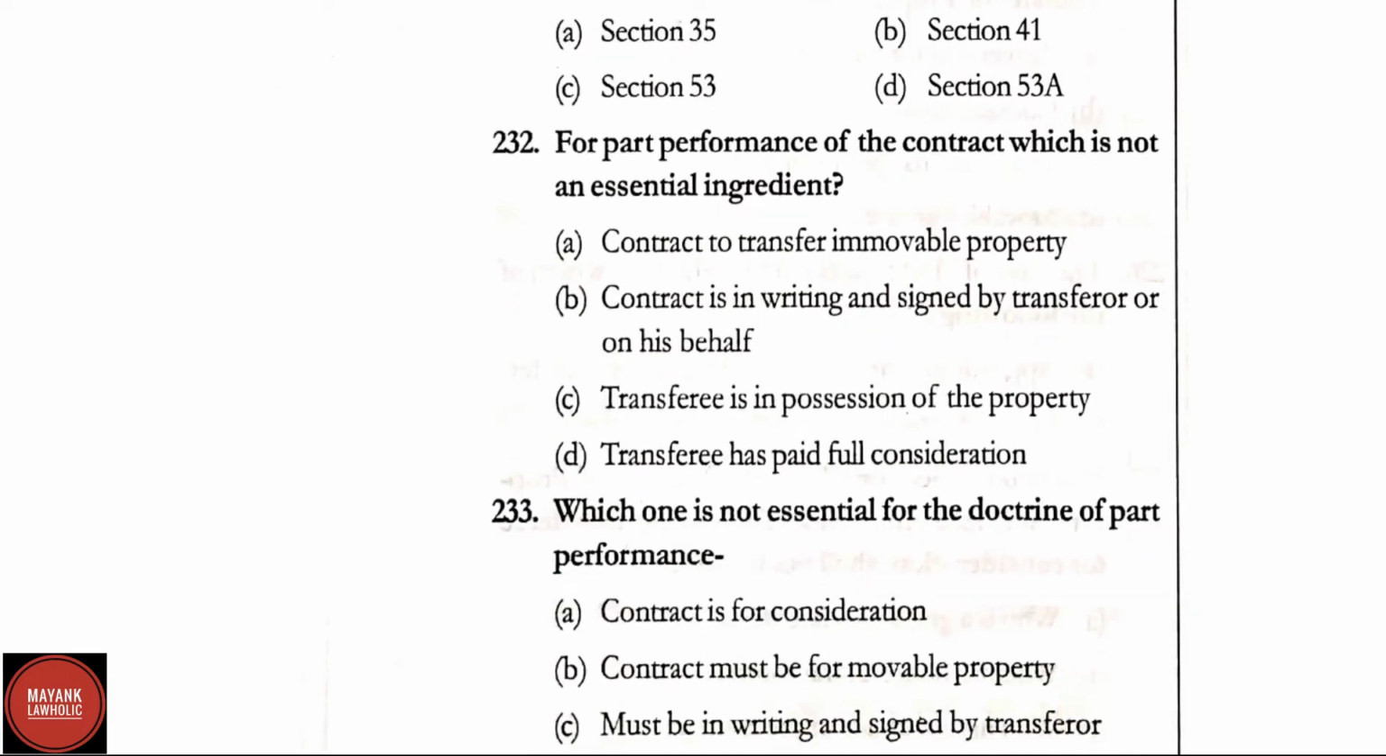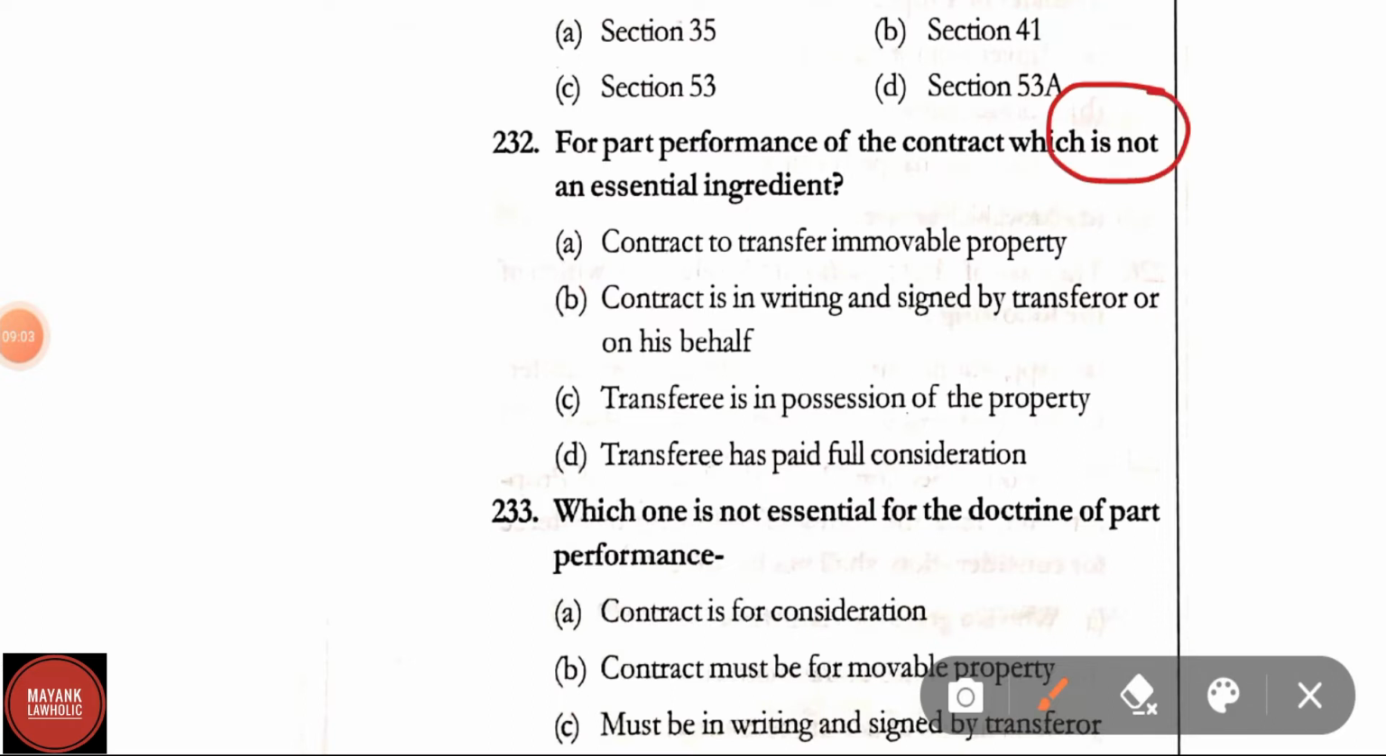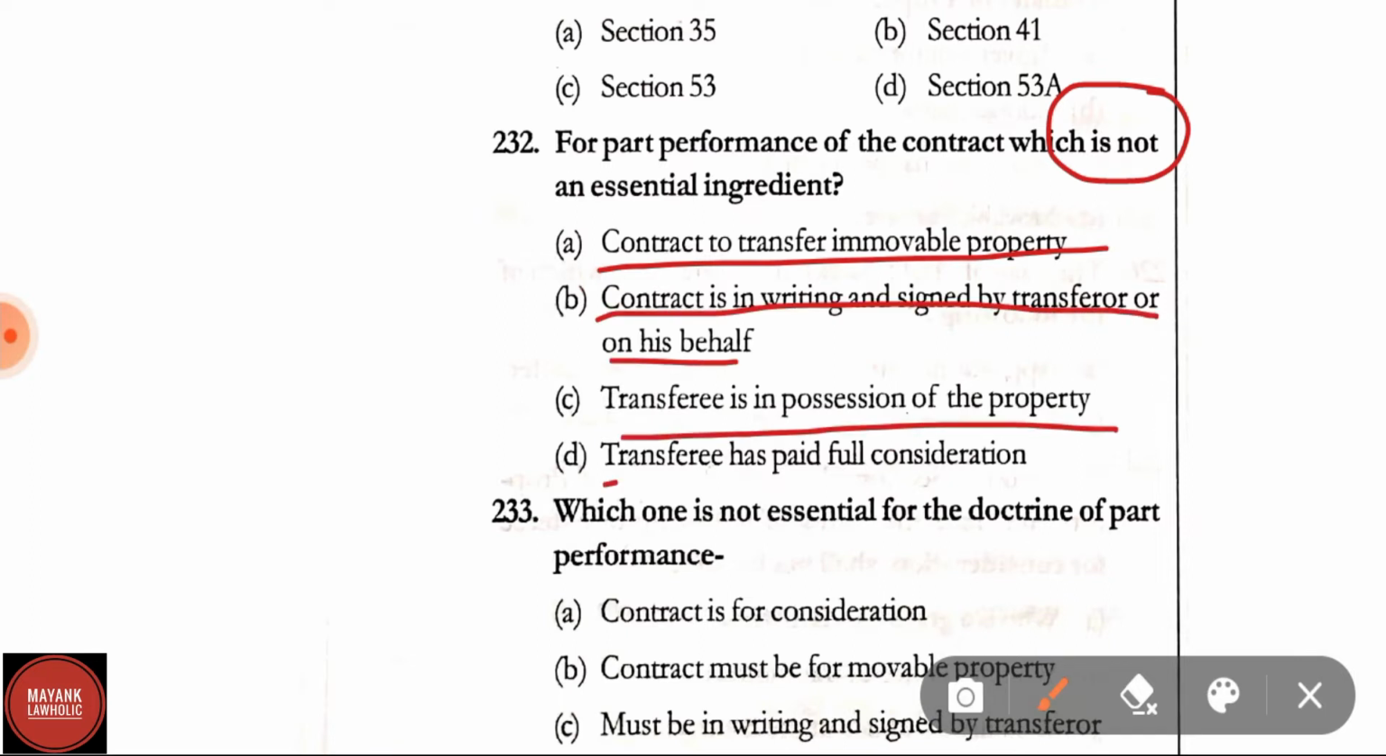Question number 232. For part performance of the contract, which is not an essential ingredient? Options are: contract to transfer immovable property, contract is in writing and signed by the transferor or on his behalf, transferee is in possession of the property, transferee has paid full consideration.